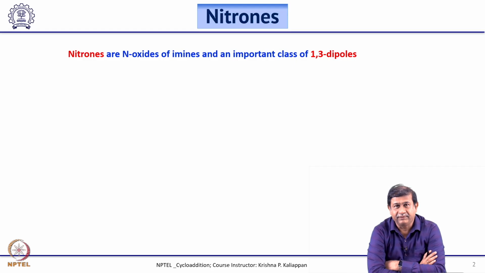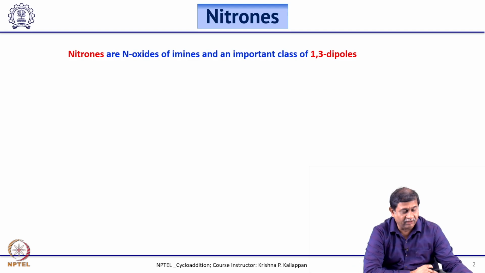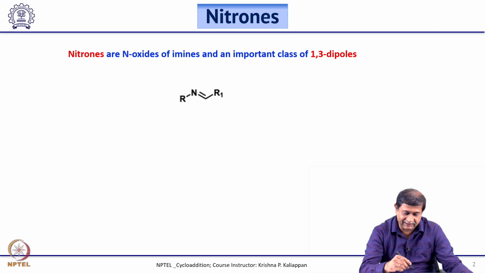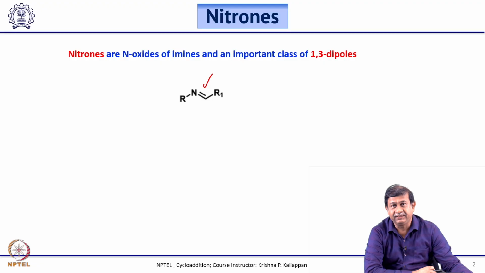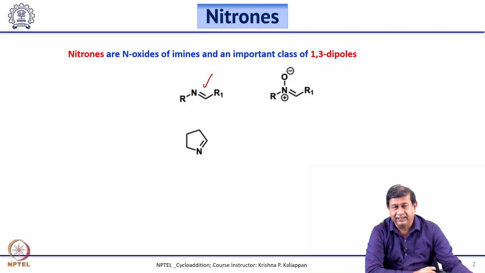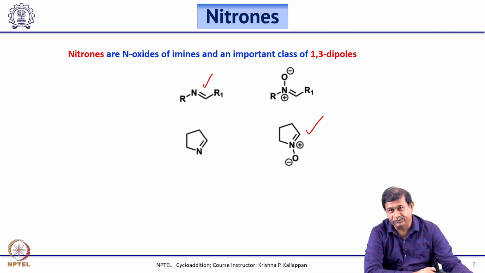So these nitrones are a very interesting class of compounds, and they are nothing but the oxidized version of imines. If you have an imine and you do the oxidation of the nitrogen of the imine, then it is called a nitrone. For example, this is an acyclic imine, and if you make the N-oxide of this acyclic imine, then this is called a nitrone. And likewise, you can also have a cyclic imine, and if you do the oxidation of the nitrogen, this N-oxide is called the corresponding cyclic nitrone.